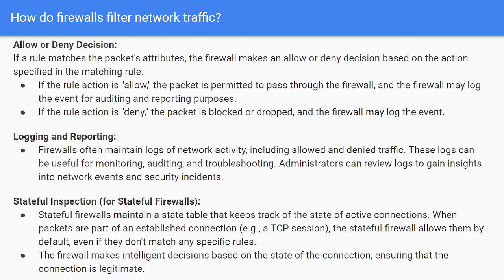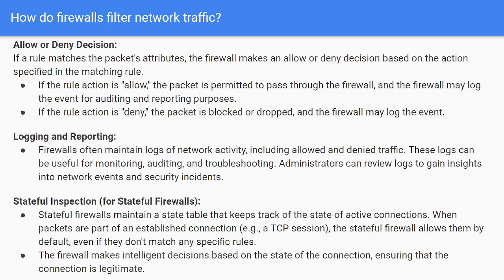So the next point is the allow or deny decision. If a rule matches the packet attributes, the firewall can make an allow or deny decision based on the action specified in the matching rule. If the rule action is allow, the packet is permitted to pass through the firewall, and the firewall may log the event for auditing and reporting purposes.